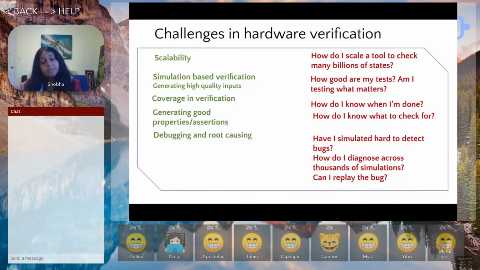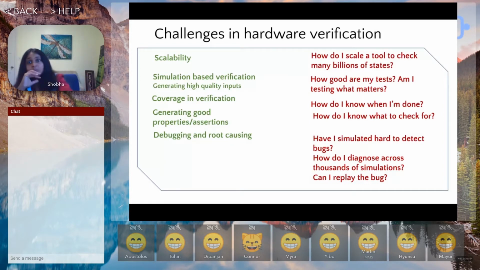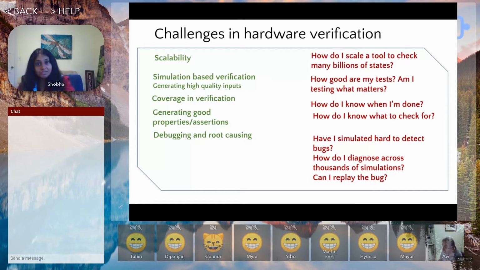So we still tape out chips, but we are taping out chips as a best effort, with the best effort we can in verification, because it is accepted and known that we would never be able to check anything that is remotely close to the kinds of systems that we build. So given that, what are the challenges in hardware verification?